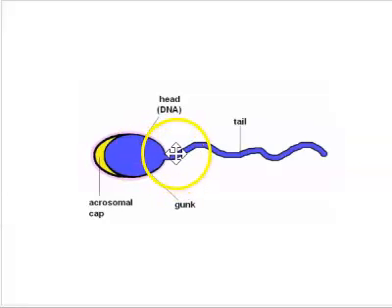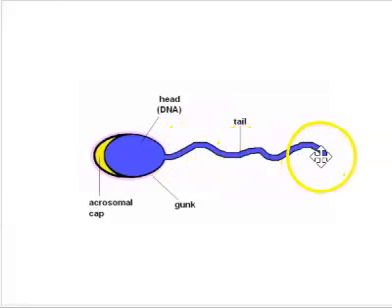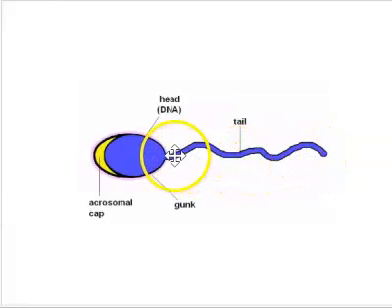What is not really highlighted is the midpiece. The midpiece, this area where the cursor is located, would be very concentrated in mitochondria due to the fact that in order for this tail to propel, a lot of energy is required. So there would be a high concentration of mitochondria there.